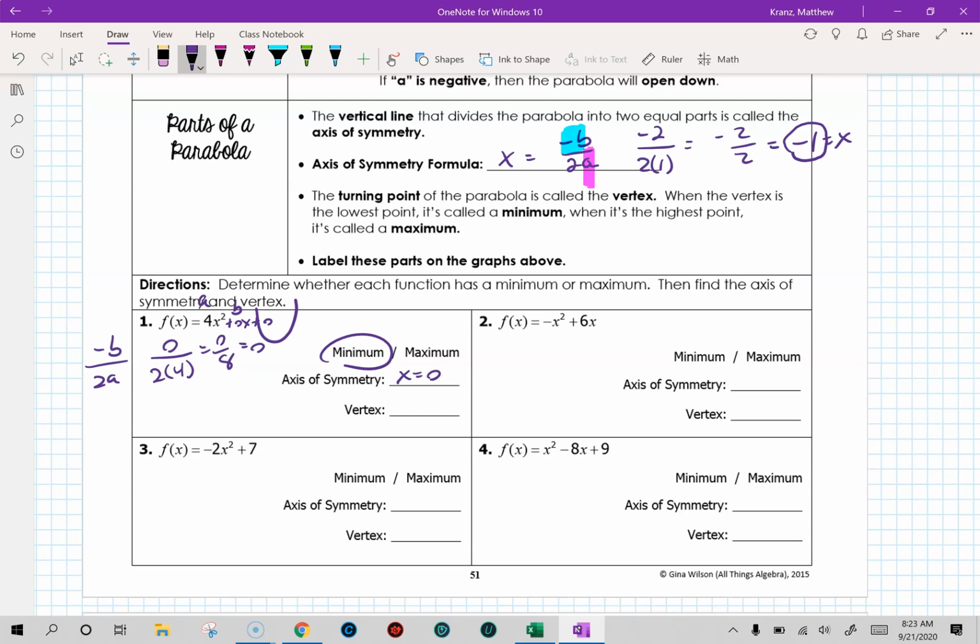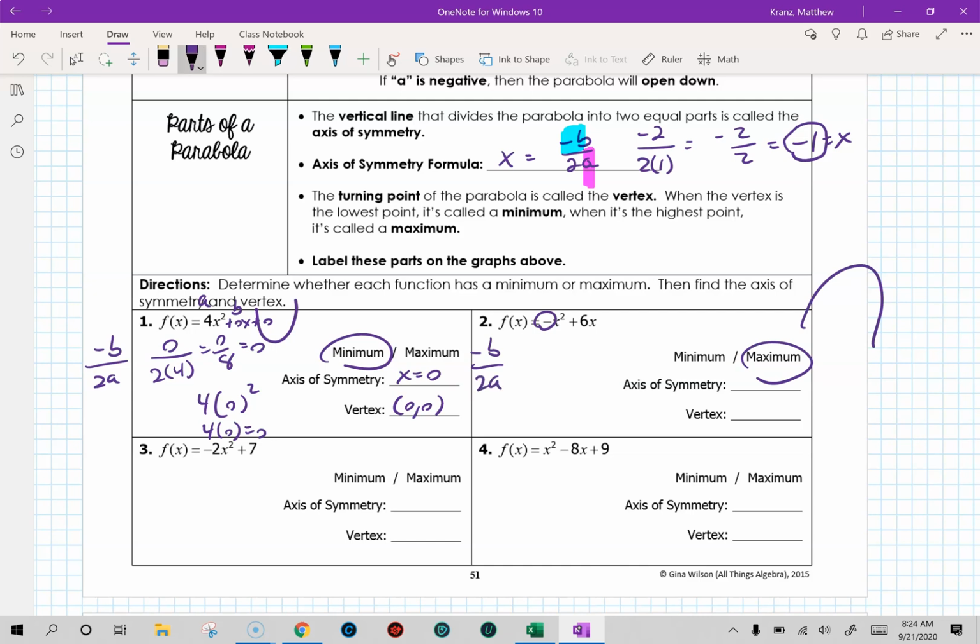Now for our vertex, we take this 0 and substitute it in for x: 4 times 0 is 0. So our vertex is 0, 0. All right, let's try number 2. I see it. This is negative, so we're going to have a maximum because it's going to look like this. Our axis of symmetry is -b over 2a.